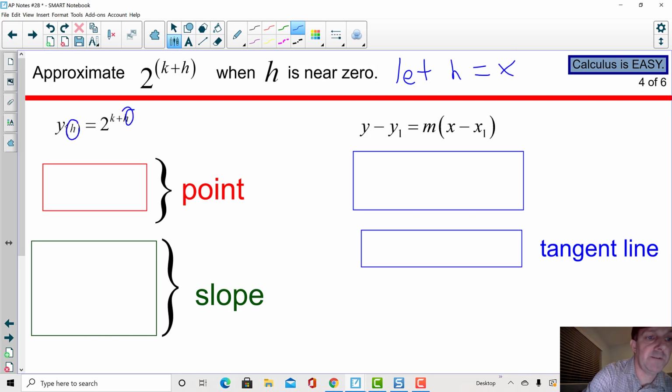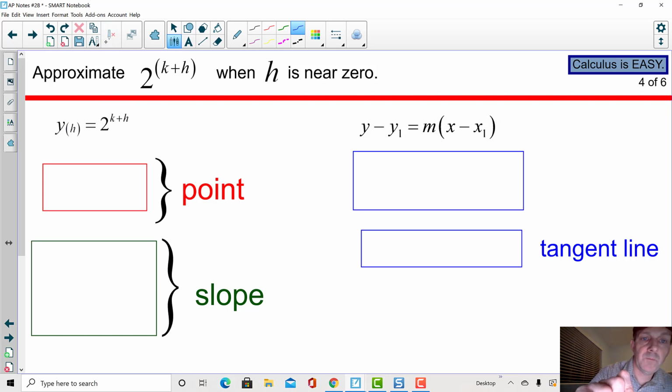And it would be y of x equals 2 to the k plus x. Now here k is meant to be a constant. Just treat it like a number 5 or something like that. Now the first thing we have to do is figure out what our function is. So here's going to be our function right here. And remember that h is kind of like an x. So that's going to be your x. So instead of y of x, it's y of h.